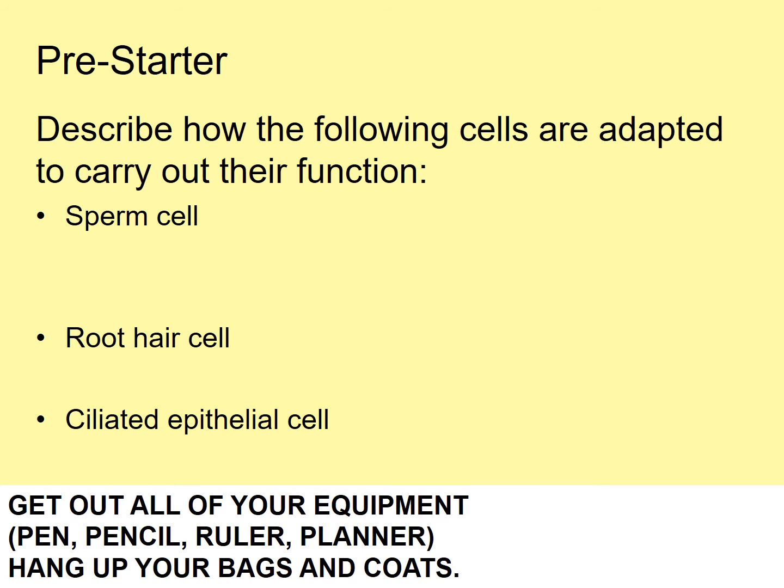So this is just a bit of a recap from some of the previous lessons. If you need to go back over those lessons, please do. Just go onto the YouTube channel or ask your teacher for the lesson. I want you to think about how these cells are adapted to carry out their function. So there are three cells there: a sperm cell, a root hair cell, and a ciliated epithelial cell. So just on a whiteboard or in your book, really rough, have a think about how those cells are adapted to do their job. I'll give you 2 minutes. Off you go.